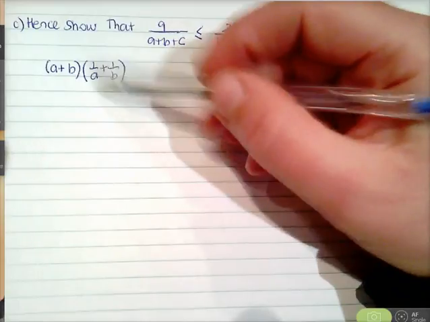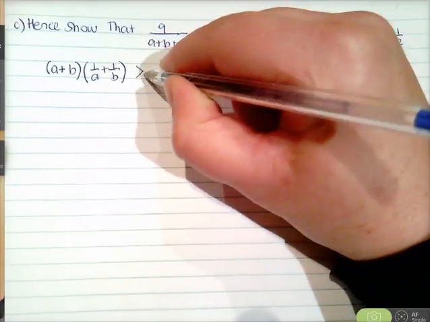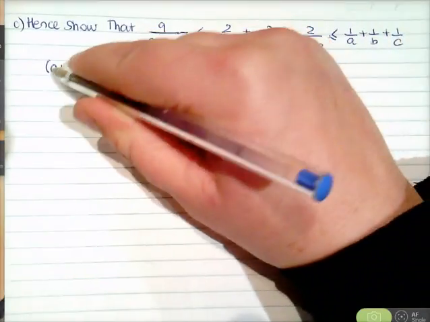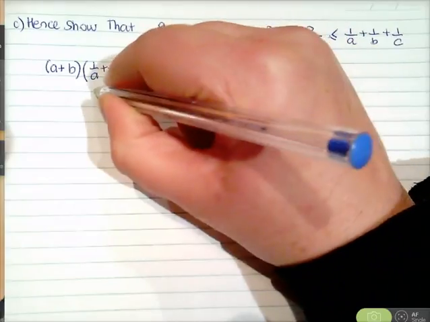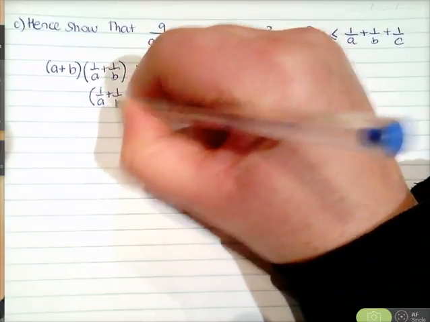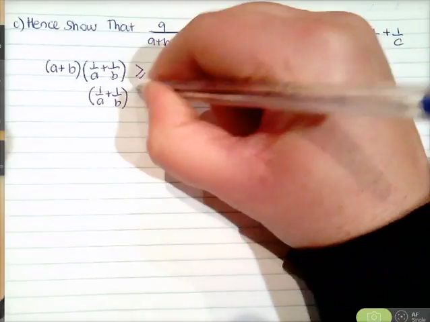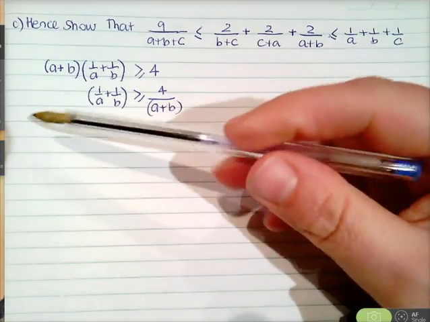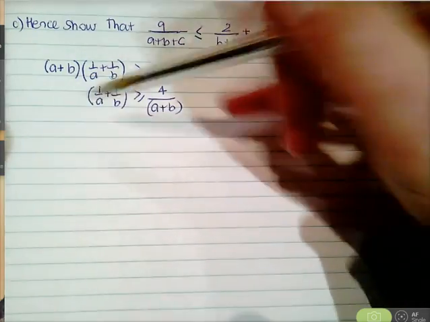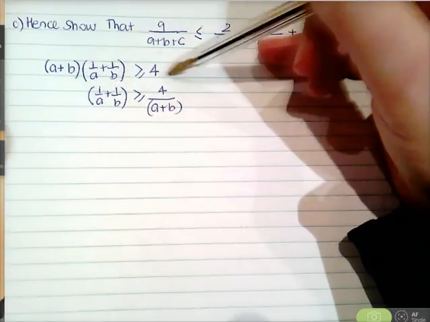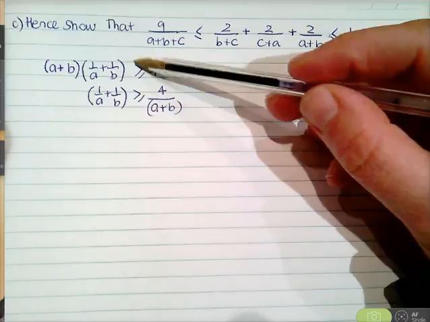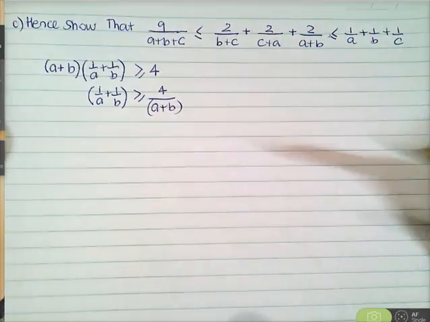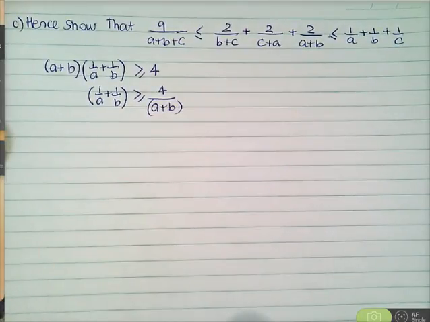Now we know that A plus B times 1 over A plus 1 over B is greater than or equal to 4. So therefore, if I divide by A plus B, I will get that that's greater than or equal to 4 over A plus B. Now, this is okay because we're told in the question that A, B, and C are positive. So therefore, A plus B is positive, and we're dividing by a positive, so the inequality sign stays as a greater than. We don't have to be concerned as to whether the inequality sign will change.